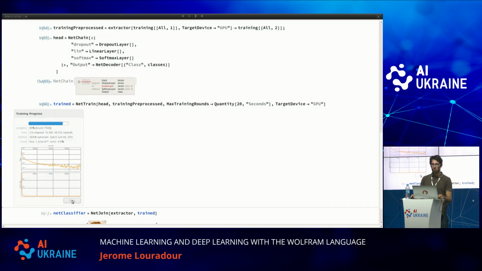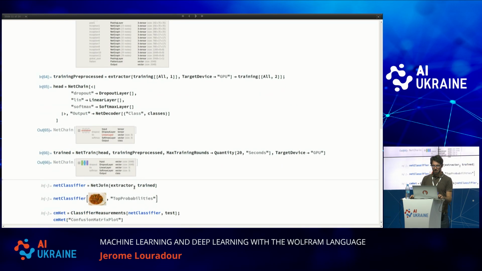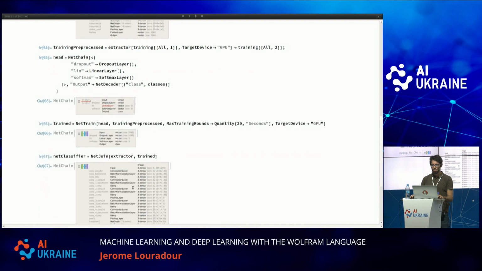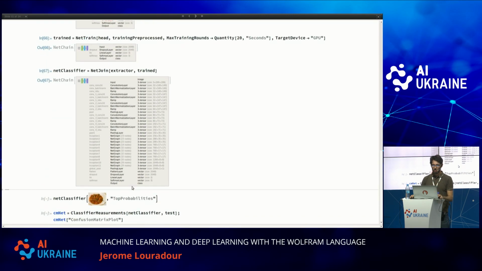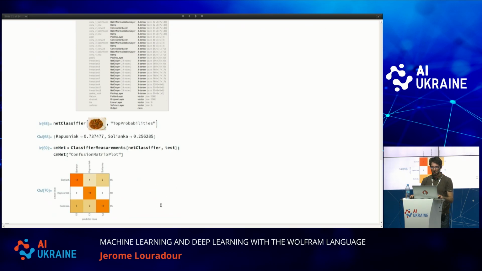At any time I can also stop the training and it will give me the results. Okay, it's giving me my trained network. Now I join it with the feature extractor to have all together my deep network. And then I can apply it on an image to have the output probabilities. And again, I can watch the confusion matrix, all this kind of stuff.